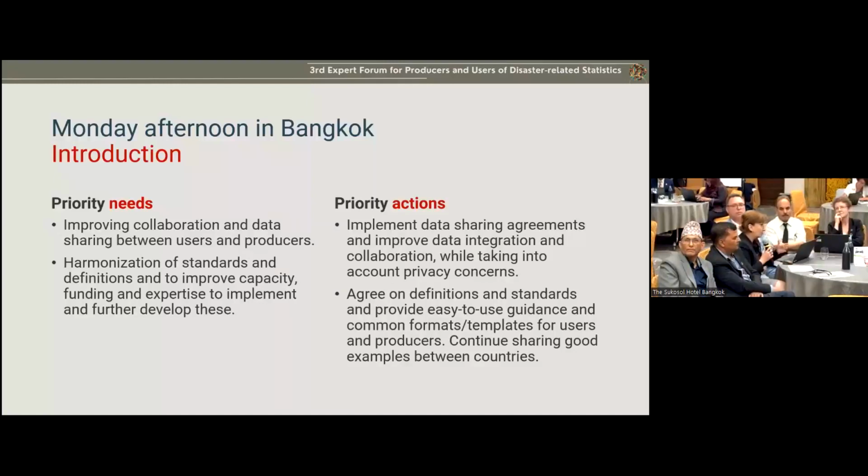And one more interesting idea highlighted was statistical officers appointed in other agencies. So this will give the possibility to get the needed statistical data directly from other agencies. Thank you.